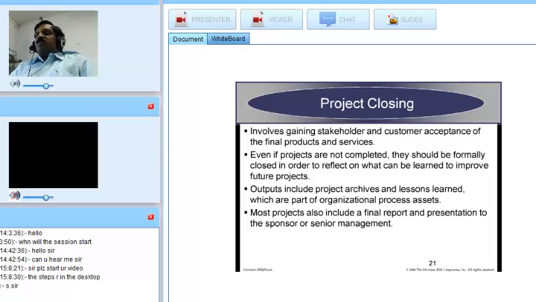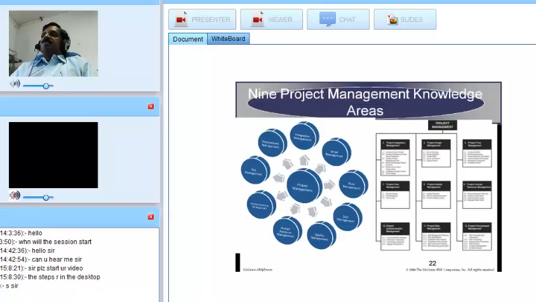And most projects include a final report and presentation to the sponsor and senior management before closing a project. In many cases, the project manager and the senior team members might need to do a final report and presentation to the project sponsor and senior management on the overall project scenario, whether it is completed successfully, the benefits, whether the scope has been completed properly. So the full project presentation may need to be done, and a final report may need to be presented to the stakeholders and senior management.